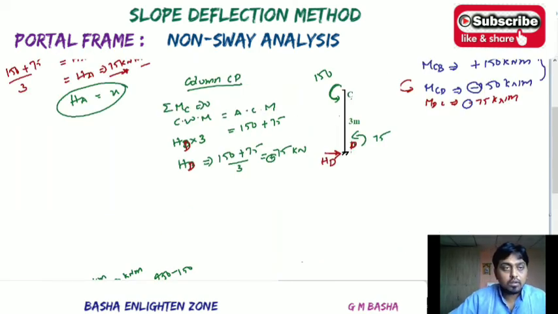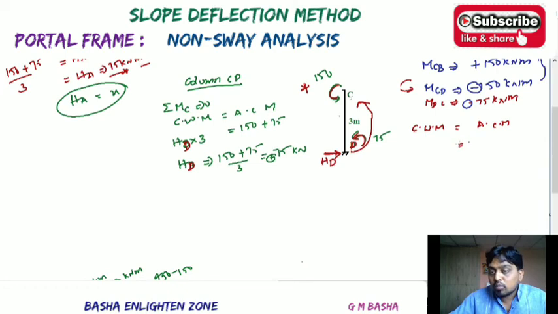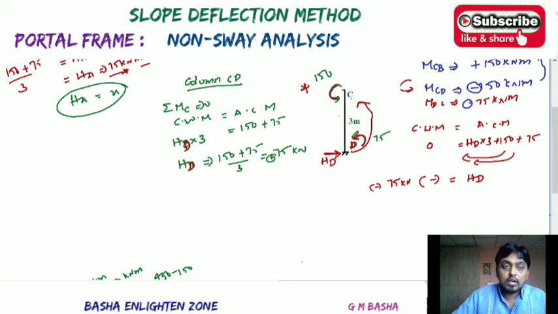See here, taking clockwise moments on one side and anti-clockwise moments on the other side. So I am resolving the column moments. What are the anti-clockwise moments acting here? This one will be anti-clockwise, this one will be anti-clockwise, and this HD also acts anti-clockwise towards C. So the total moments are HD into 3 plus 150 plus 75. There are no clockwise moments acting, so take that side as 0. After simplifying, when you send these two values to this side, you get a negative value. So the value obtained here is negative 75 kilonewton.